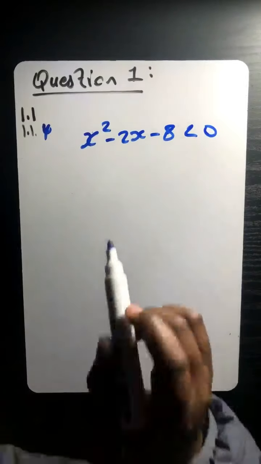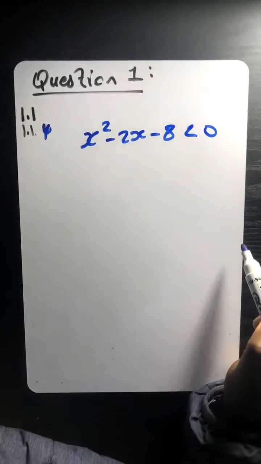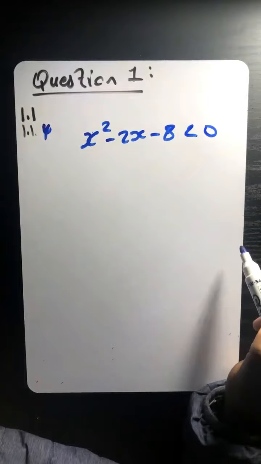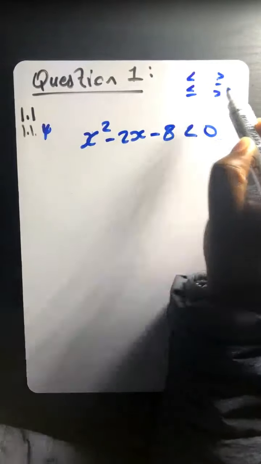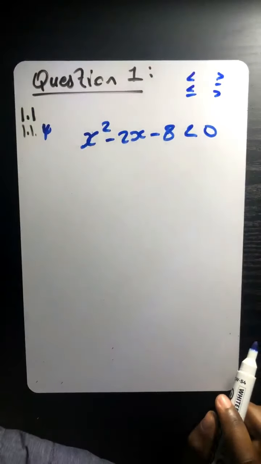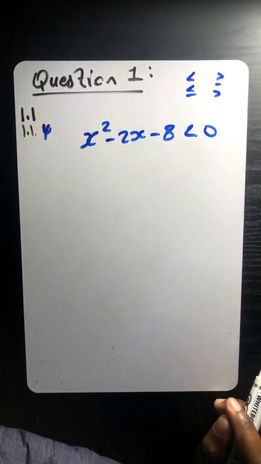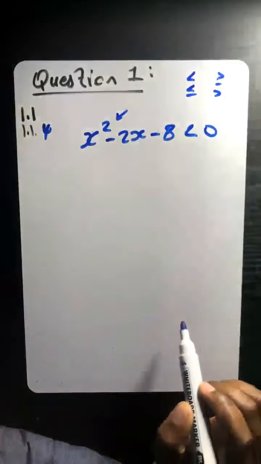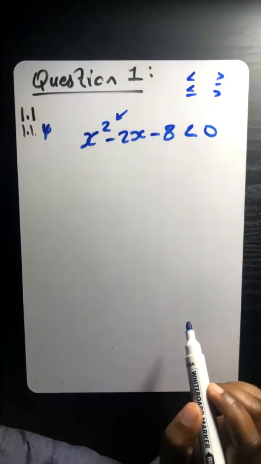So ladies and gentlemen, this is a problem. What type of a problem is this? It's an inequality. Why? Because I notice I've gotten a less than. It could be less than or equal to. It could be greater than or equal to. It could be greater than. So what type of an inequality is this? Is it a linear inequality? Is it a quadratic inequality? It's a quadratic inequality. Why? Because I see squared over there.